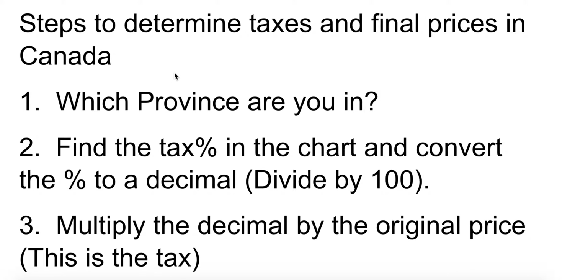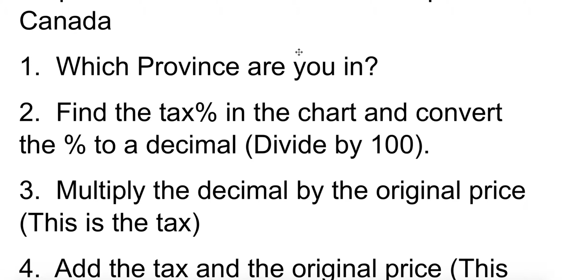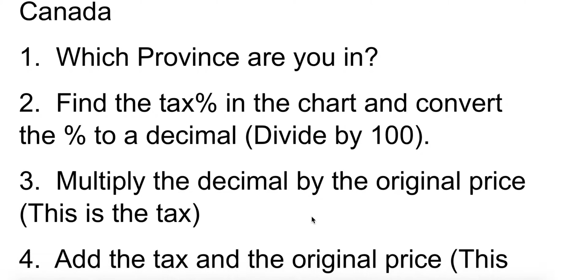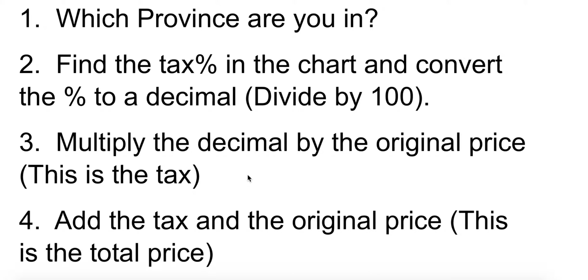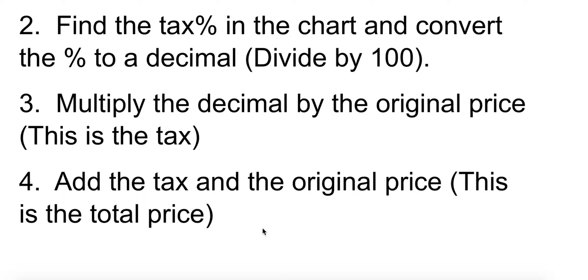So, steps to determine taxes and final prices in Canada. The first thing you need to do is decide what province you are in. The next thing is you're going to use that chart that we just looked at to find the tax in that province and convert the percent to a decimal. Remember, we do that by dividing by 100. Multiply the decimal by the original price, and then that's the actual tax value. You're going to then add the tax and the original price, and that's the total price.